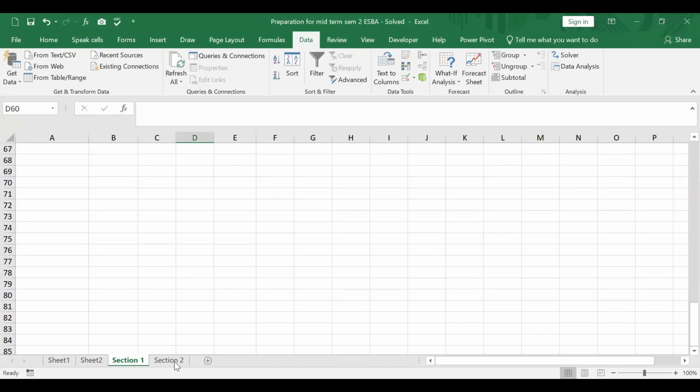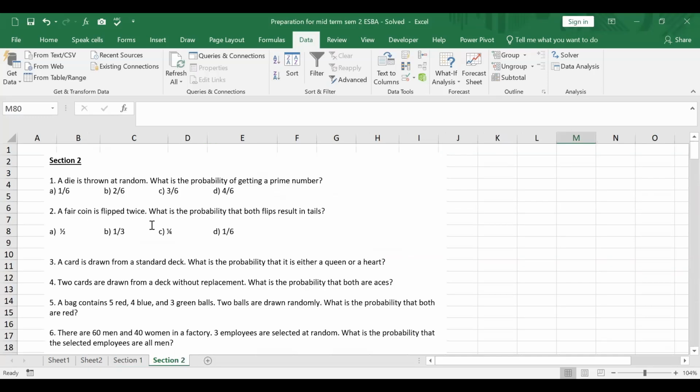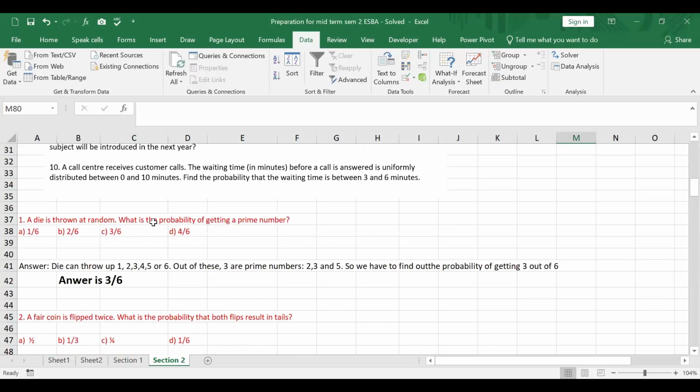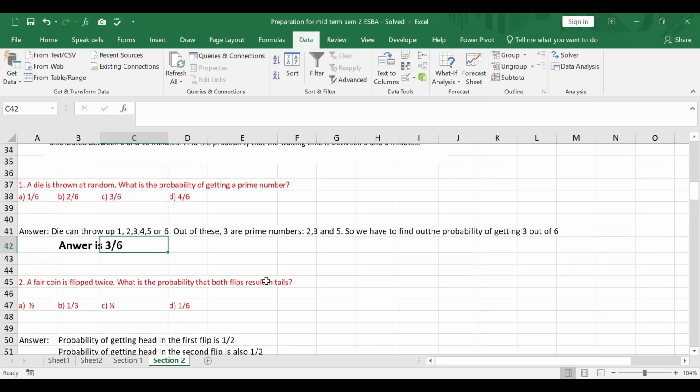Now let us see section 2 here. These are the questions; I repeated the questions here. A die is thrown at random. What is the probability of getting a prime number? Now, what are the prime numbers between 1 and 6? 1, 2, 3, 4, 5, 6. Prime numbers are 2, 3, and 5. So there are 3 prime numbers. Total possibilities: you can get 1, you can get 2, you can get 3, up to 6. So 6 possibilities are there. 3 are my favorable outcomes because I want a prime number. So the answer is 3 by 6, which is 1 by 2.